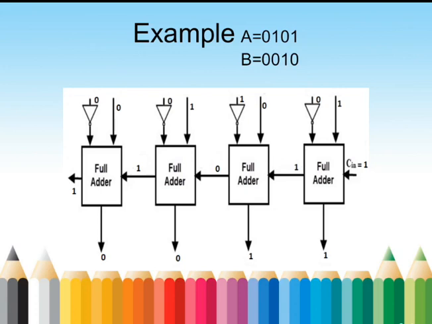For the second difference output, it is 0 XOR 1 XOR 1, which is 0. And for carry, it is 0 into 0 plus 0 into 1 plus 1 into 0, which is 0. In the same way, the other 2 full adder circuits can also be examined. Finally, we have the difference output S3, S2, S1 and S0 as 0, 0, 1, 1. And we have an output carry, that is 1.